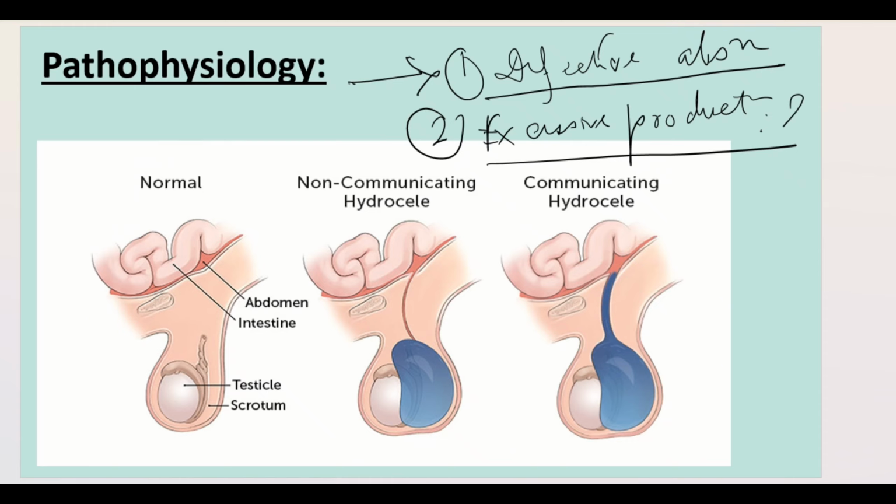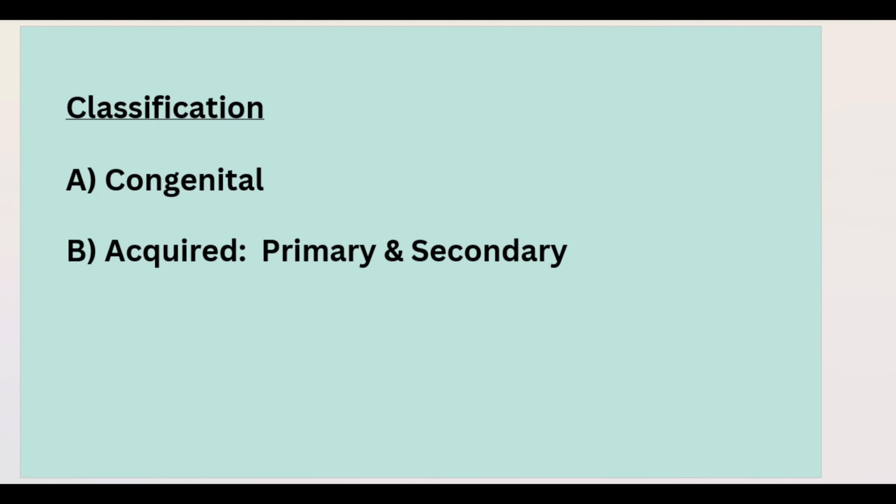Excessive production of fluid is seen in cases of secondary hydrocele. So what happens in secondary hydrocele? It can be because of some trauma, some tumors of the testes, or diseases like tuberculosis, which causes more production of fluid between the two layers of tunica vaginalis.